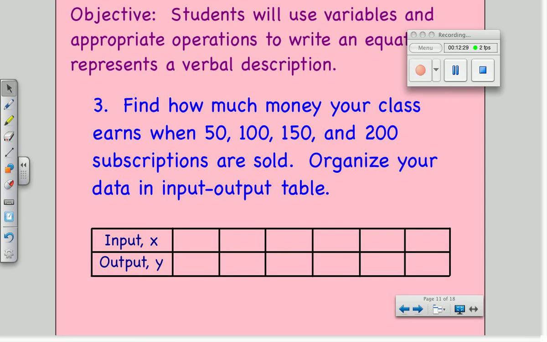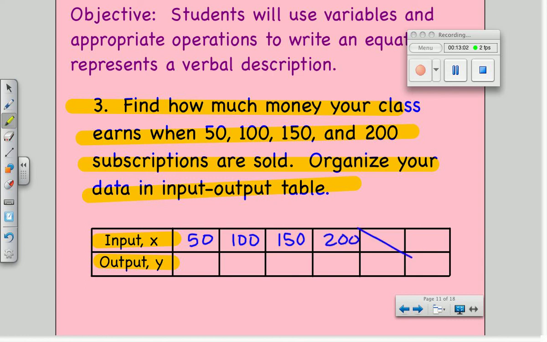Find out how much money your class earns when 50, 100, 150, and 200 subscriptions are sold. And then organize your data in an input-output table. So you're going to draw the input-output table, write all the information so you know what you're doing, draw this whole table, and then just fill in the numbers. Our input numbers are 50, 100, 150, and 200 subscriptions sold. So you don't need these 2. You can do 2 less than I did. I did 2 too many.